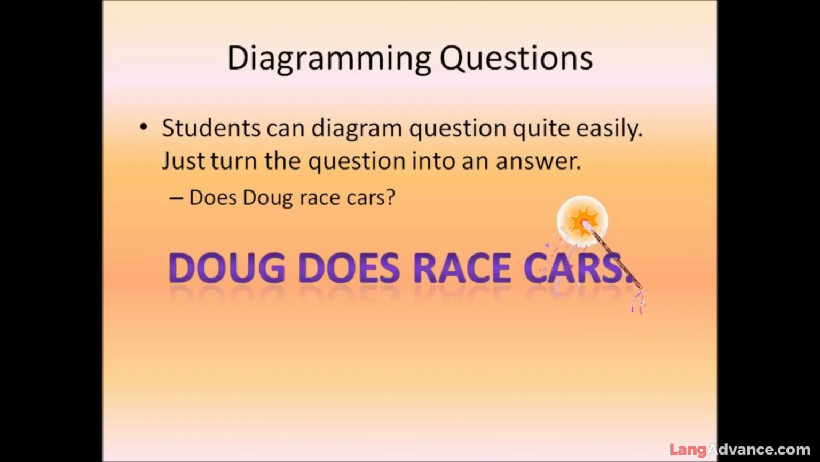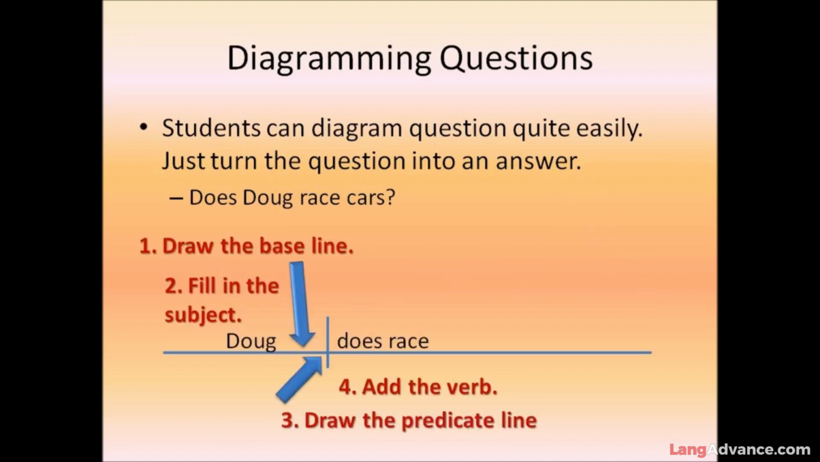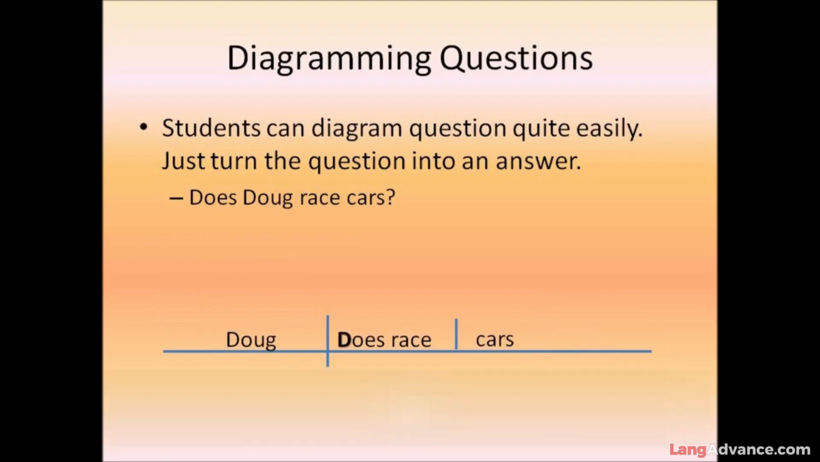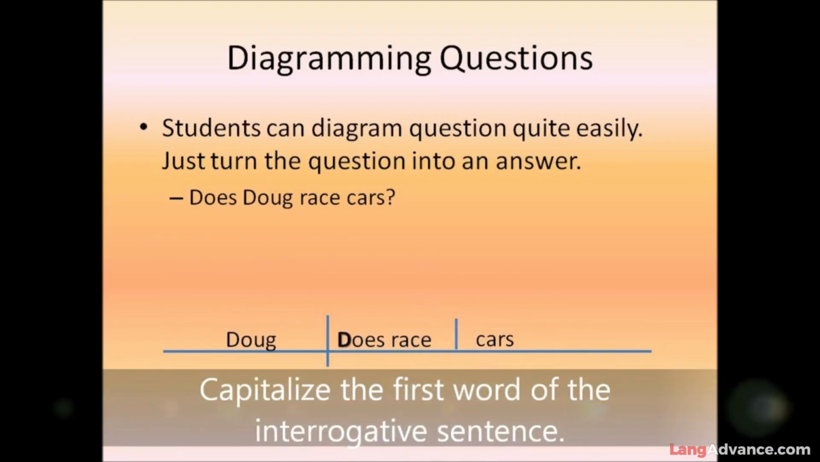So when you turn "Does Doug race cars" into a statement, the statement is Doug does race cars. And we diagram it as we would any other sentence. We draw the baseline, fill in the subject, draw the predicate line, and add the verb. In this instance, Doug is the subject, does race is the verb, the complete verb. Then we have to add the direct object and the direct object line because this sentence does have one, and in this instance, it is cars.